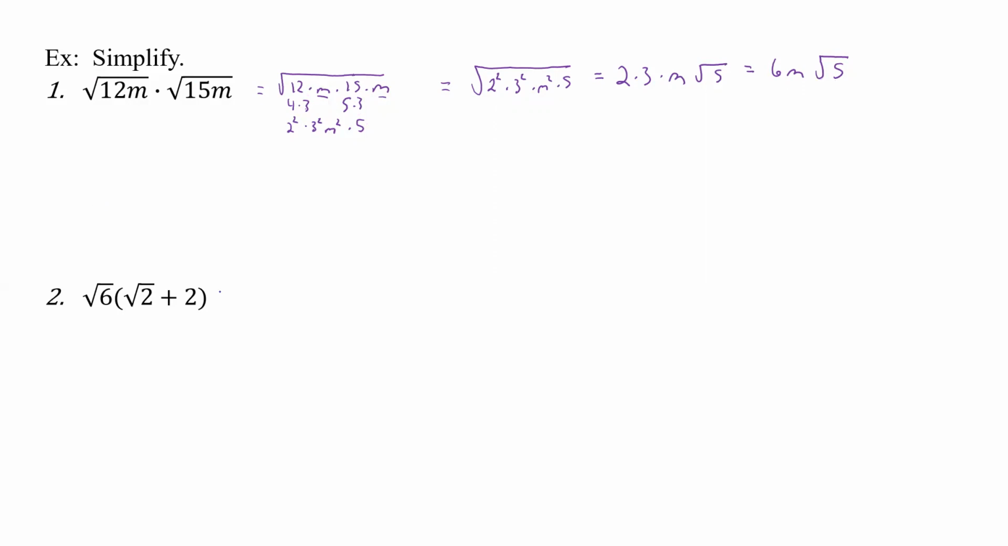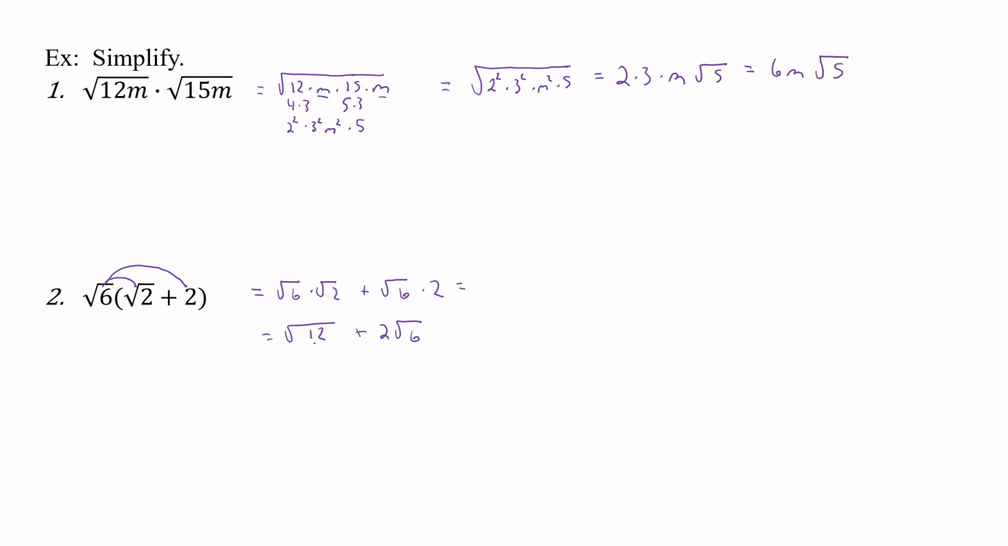All right, well, what about the next one? Well, here we're going to use the rule where we take that monomial times each piece of the binomial, kind of rainbow it across. So now we have the square root of 6 times the square root of 2 plus the square root of 6 times 2. Well, here, this becomes the square root of 6 times 2, which is 12, plus, and then this just becomes 2 square root of 6.